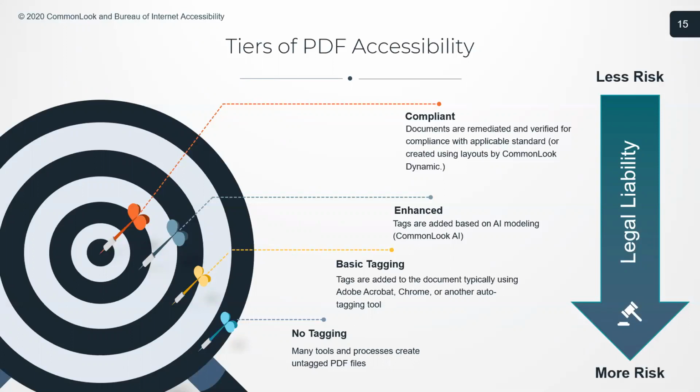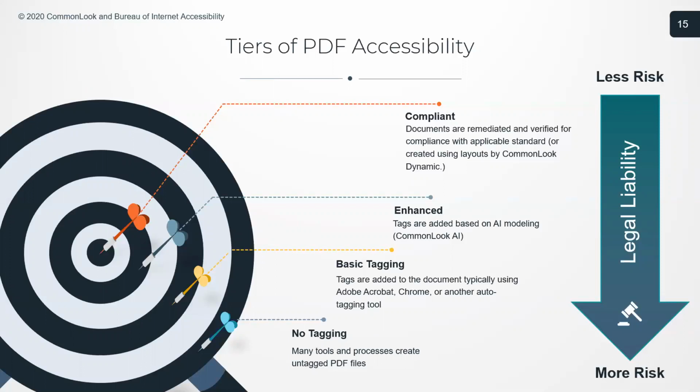The next layer is what I would call intelligent tagging, where you're using a lot more technology and sophistication to do the automated tagging. We have a tool called Common Look AI that uses already remediated sample documents to generate a model. So documents that have a similar format are then auto-tagged based on the structure of the samples fed to the system. So there's more sophisticated auto-tagging and then there's less sophisticated auto-tagging. Again, that takes you to a higher level of accessibility, but it's not 100%.